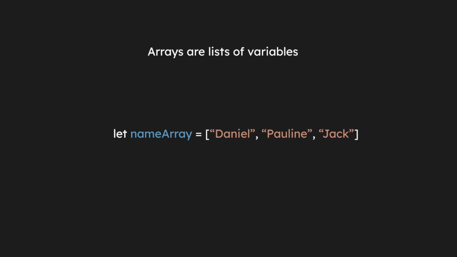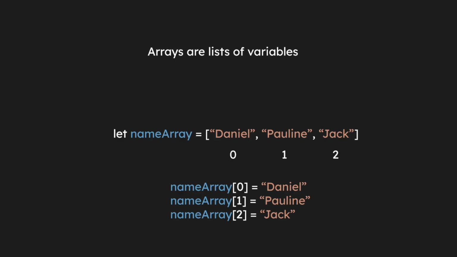But how do we access a single value inside the array? Each value is assigned an index starting from 0. We can use this index to access each specific value stored in our array, as shown here.